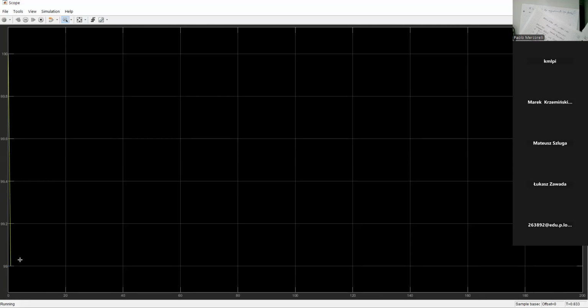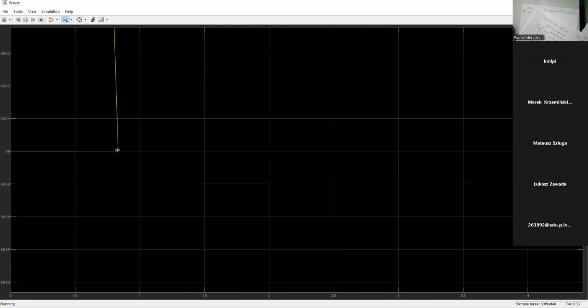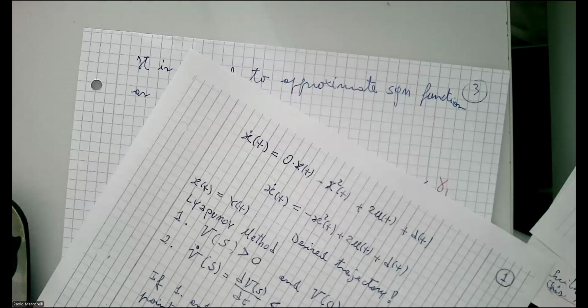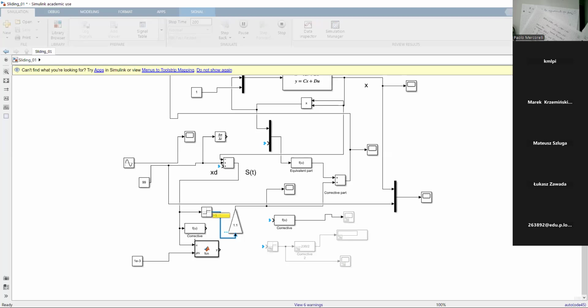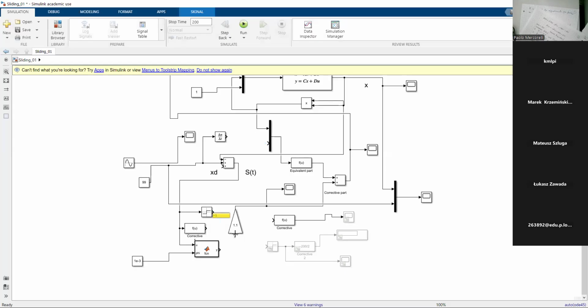Now again, we have some problem of switching. You can see it's blocked. Yeah, you can see it is blocked. Okay, to conclude, probably the best way is to put here an approximation. Let me see if I put here a hyperbolic tangent, that typically is most robust.